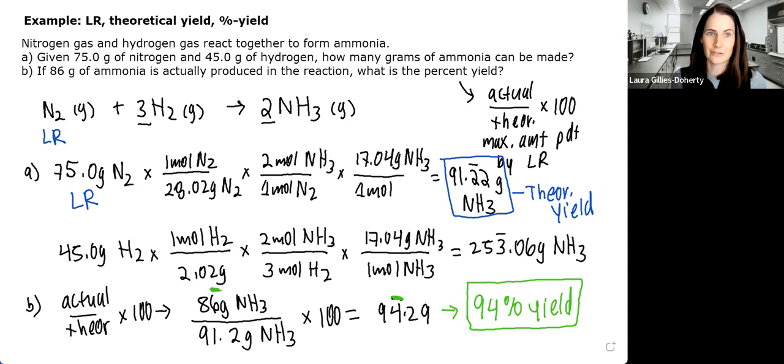And to get here, we had to write and balance the chemical equation. We had to figure out, based on our starting amounts of each of our reactants, which one was the limiting reactant. And then the amount of product that the limiting reactant makes, that's the theoretical yield. That's the maximum amount of product that could possibly be made. And then we used our given actual yield and our calculated theoretical yield to calculate the percent yield of 94%.